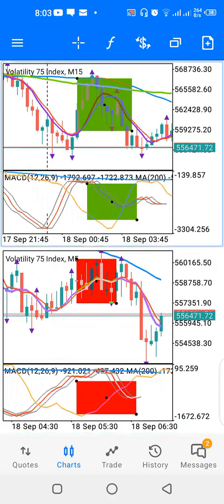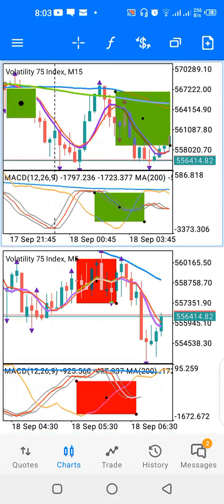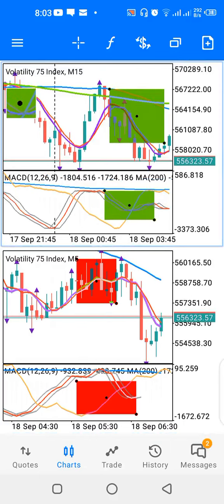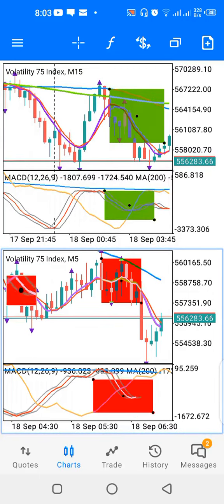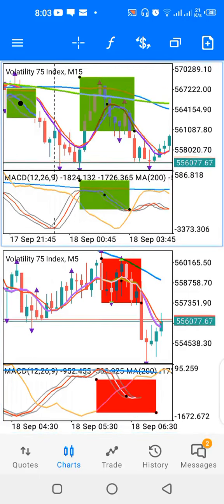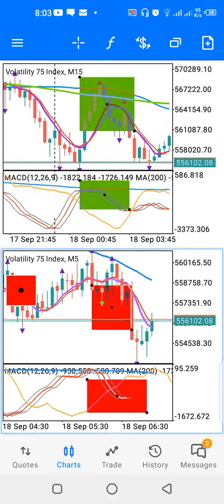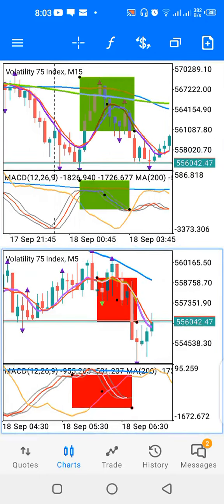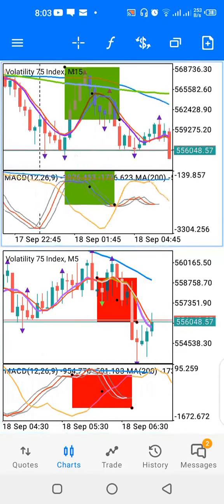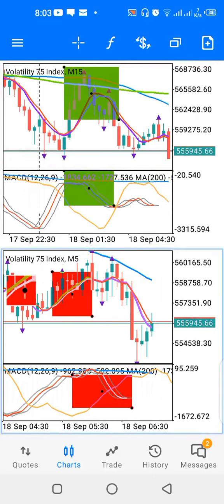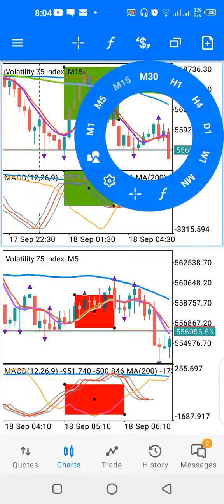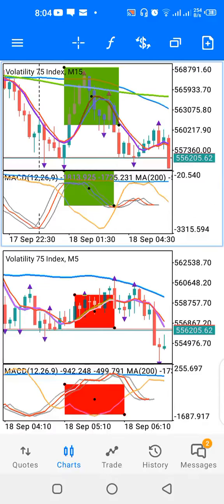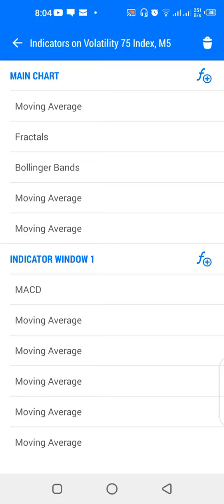If you have a sell setup here, and a sell setup here, and a sell setup here, and also a sell setup here, there'll come a time you have a sell setup on all the indicator windows. Then that's the perfect time for you to click your sell trade, and then you take some points. If you have a buy setup on all the windows, that's the perfect time for you to buy. It's the same indicator parameters that you have on the upper window that you have on the lower window.